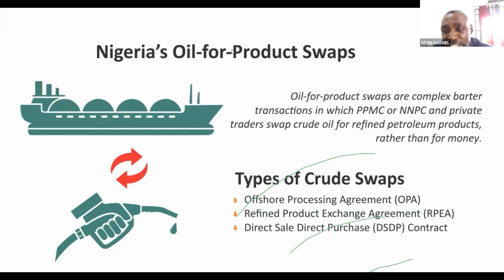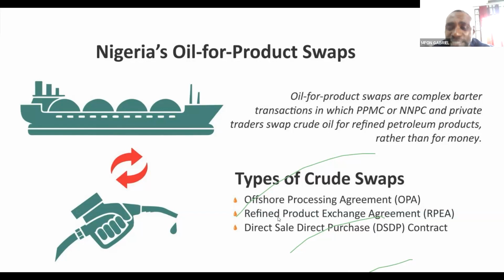But since the refineries are not working, they're now giving crude to these commodity trading companies so that these companies will in turn provide refined products to the country. Now, both the offshore processing agreement and the refined product exchange agreements ran from 2010 to 2015.